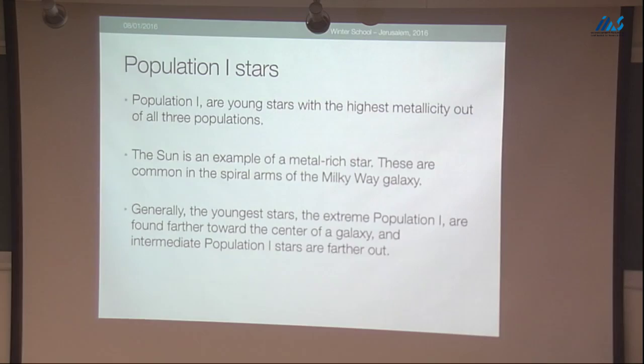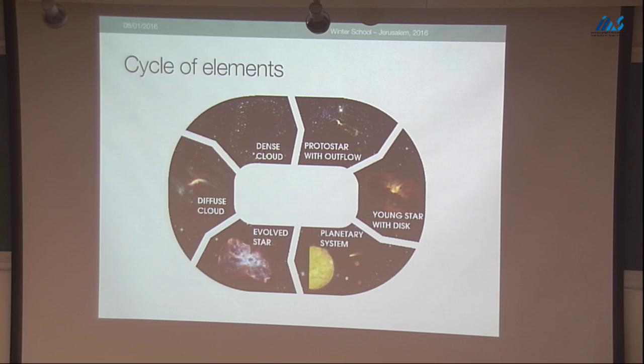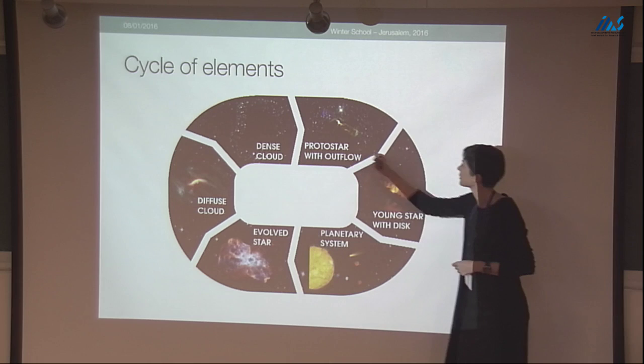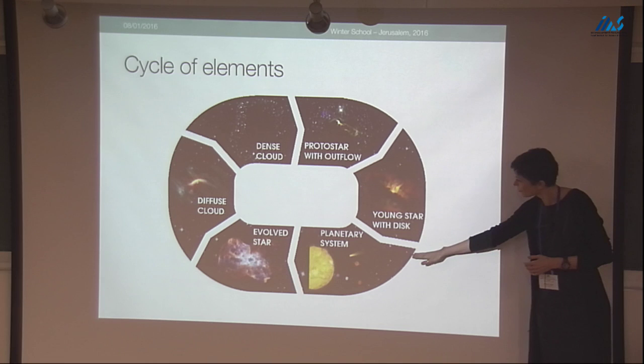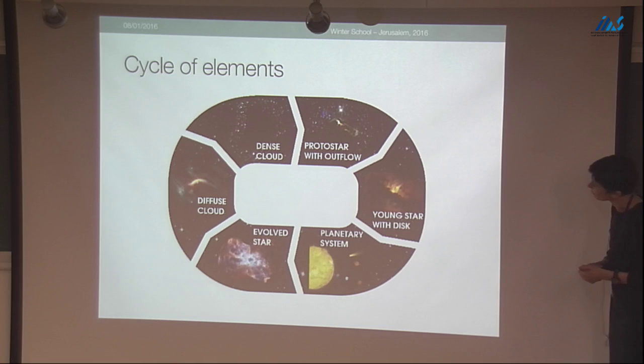Okay, so let me come back to metallicity. As you can see here, this is the cycle of elements. We start from a dense molecular cloud, then you form the protostar with a disk, then you form a planetary system. At a certain point, this planetary system, in particular the star, evolves, and when the star is dying through a supernova or a different mechanism, the material that was produced is released again into the interstellar medium. And so there is a cycle of elements.